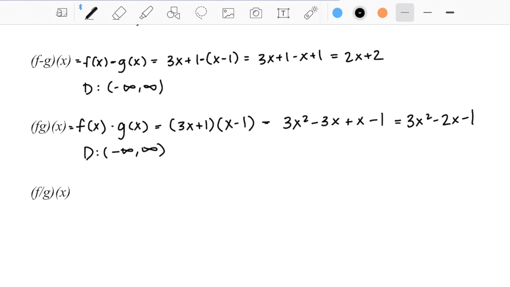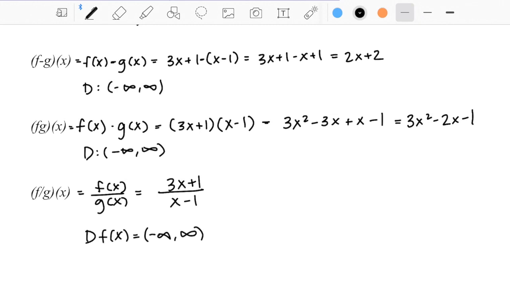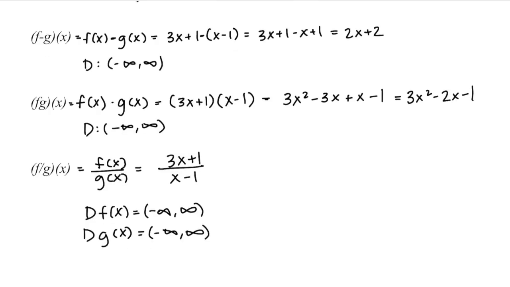This is where it gets a little bit different when I'm dividing. I'm still just going to set up f of x over g of x. We have 3x plus 1 over x minus 1. There's nothing to cancel out here, but there could be if you had different functions. Our domain of both functions is still negative infinity to infinity, but we have this restriction because this is a quotient, this is division. So that denominator, g of x, cannot equal 0.